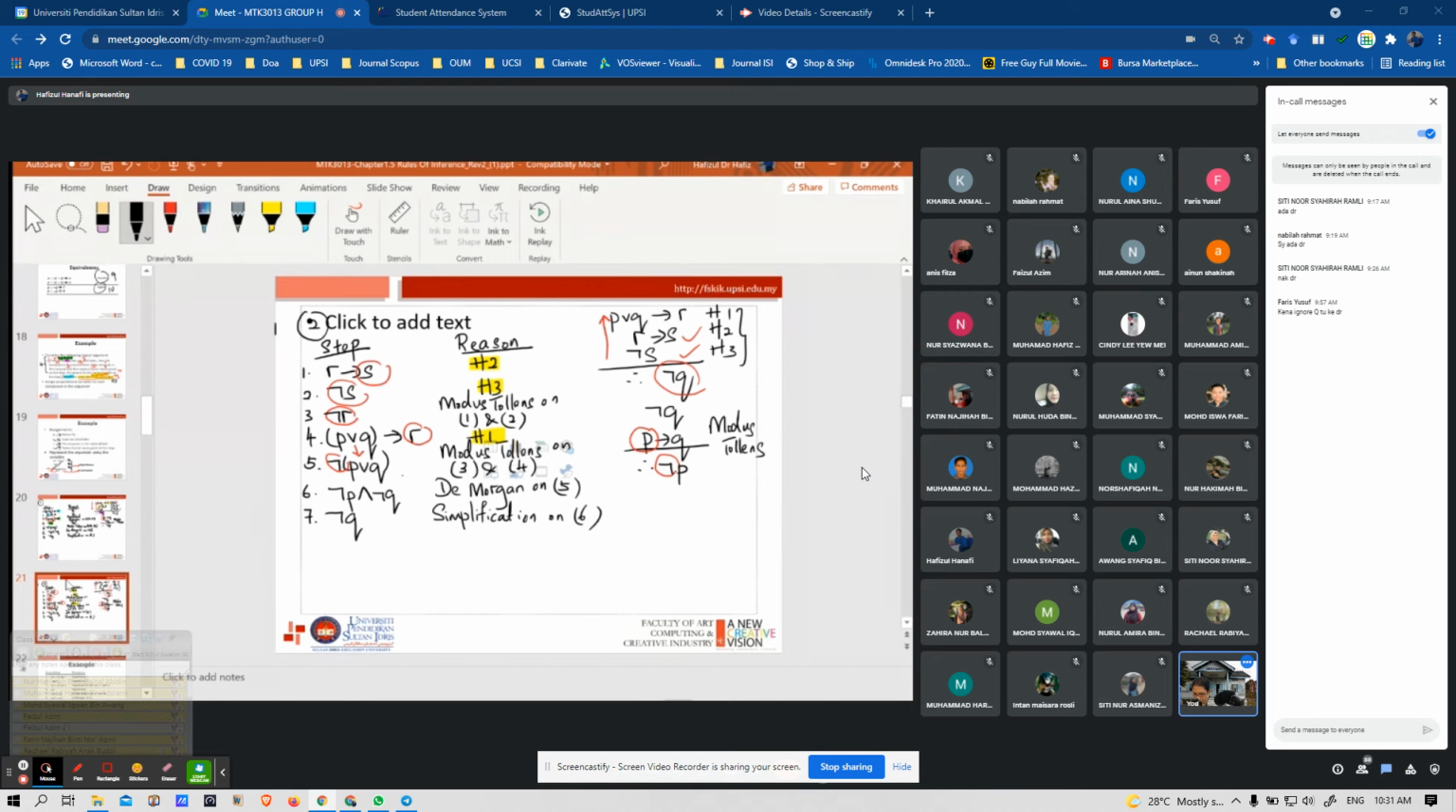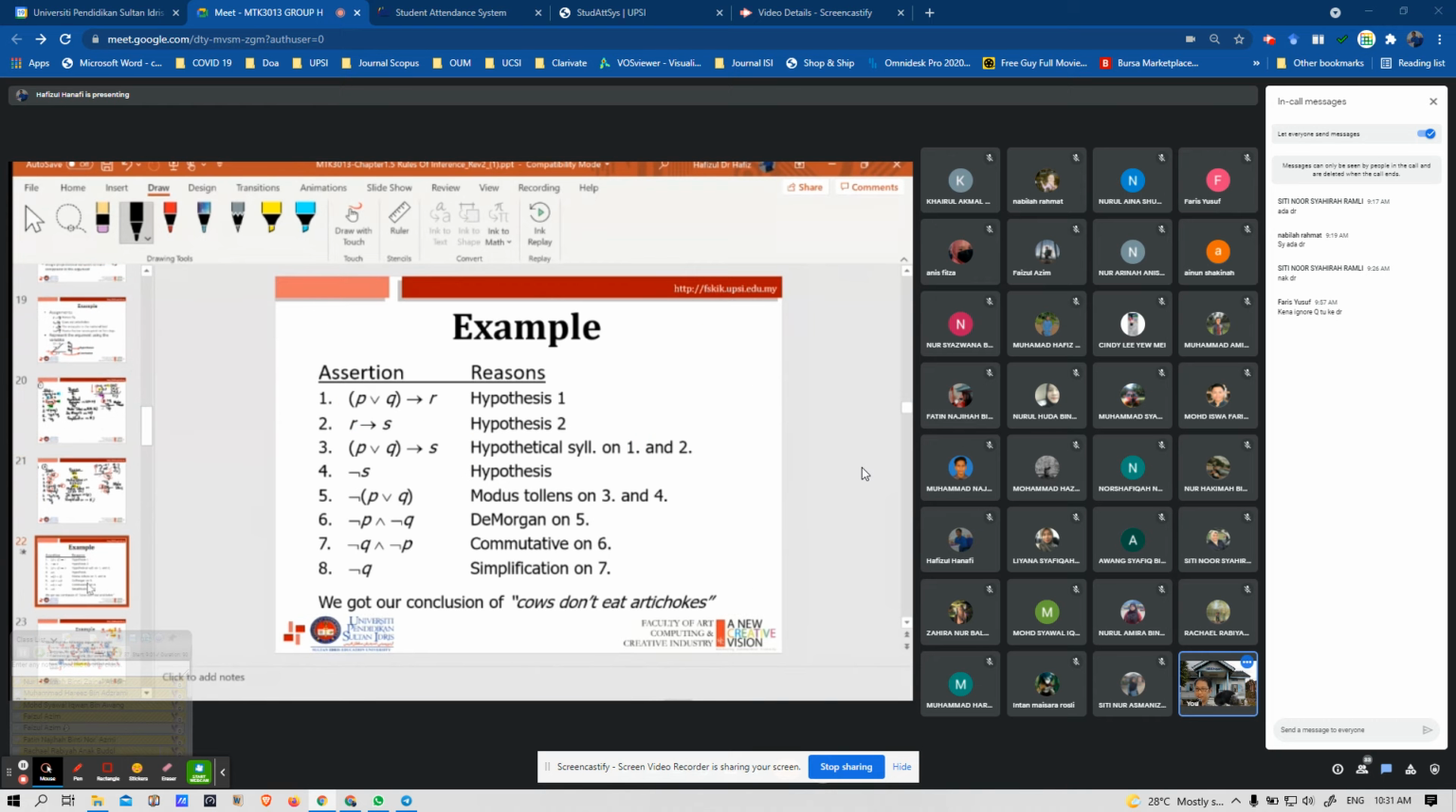Okay, example: we have P or Q implies R as hypothesis 1, R implies S as hypothesis 2. We do the hypothetical syllogism on 1 and 2, because we want S, and then we have hypothesis negate S, and then we do modus tollens on 3 and 4. Modus tollens 3 and 4, P or Q we negate, because we eliminate this one.